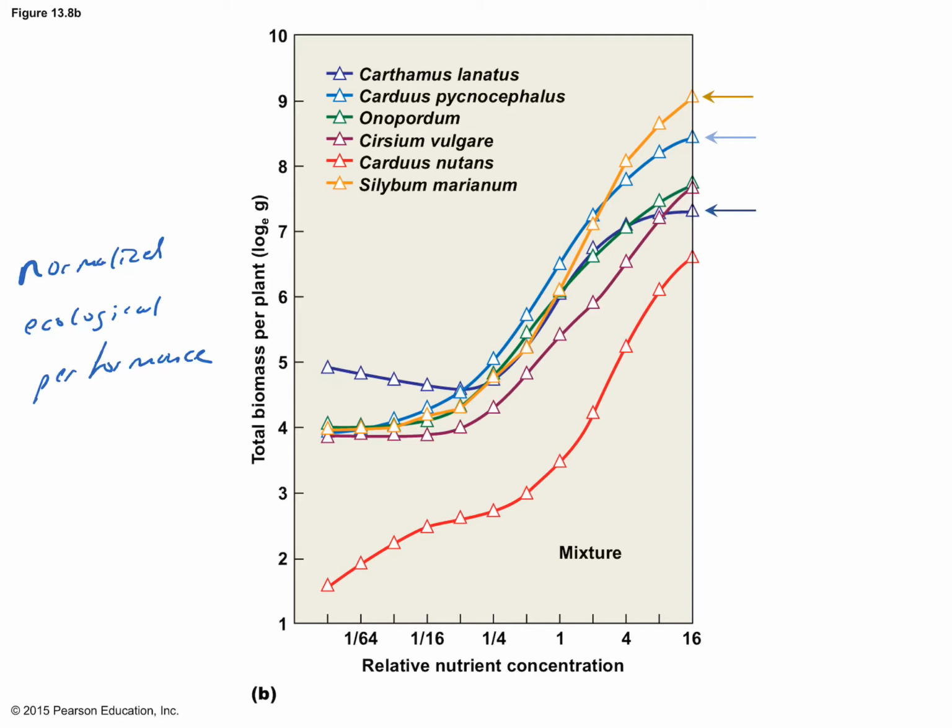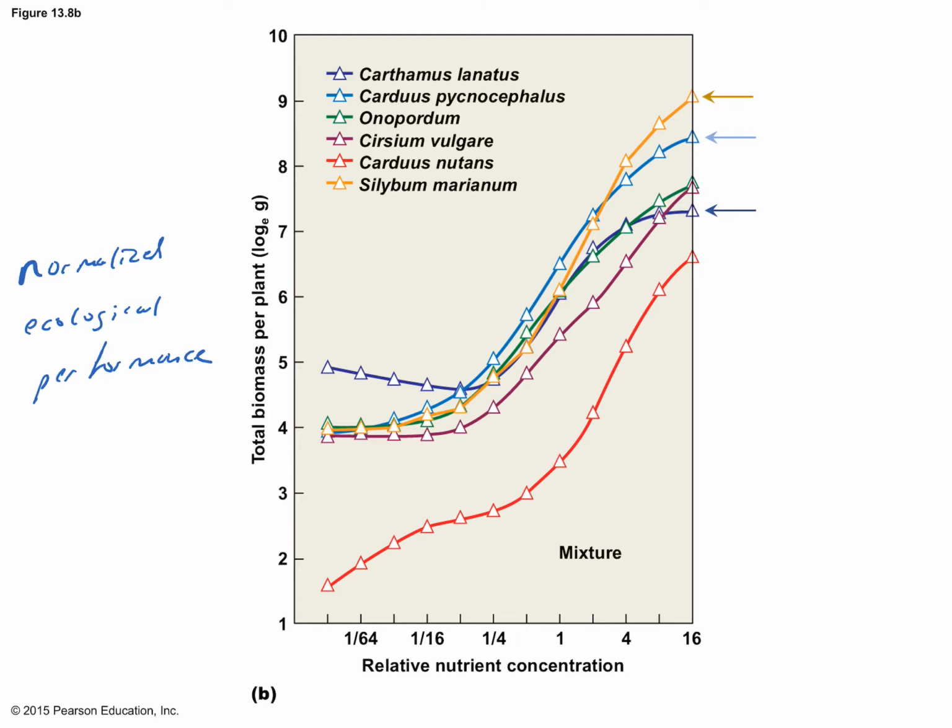Okay, so what we find by looking at the relative responses through normalized ecological performance is that the dominant thistle species in the experiment along the nutrient gradient, which was Silybum marianum, is the best competitor at highest nutrient concentrations. Okay, at highest nutrient concentrations. So if you look over here, high nutrient concentrations, here we have Silybum marianum, which is doing the best.